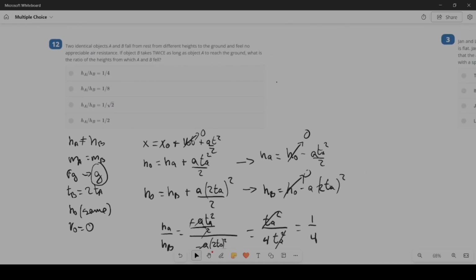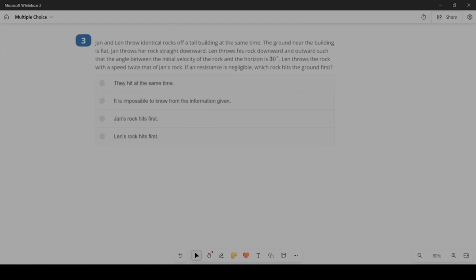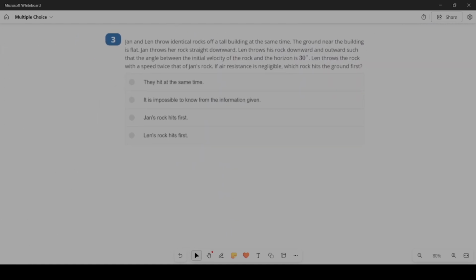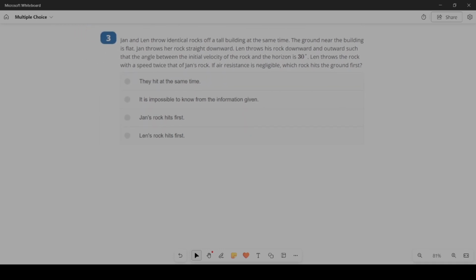Okay, now let's go to another question. Jan and Len, well, you can read this. You can just pause the video. So, assumptions that we can make. Well, they throw the rock from the same point. So the initial height, which I'm going to call H0, is the same. They have the same final height, so H is the same.